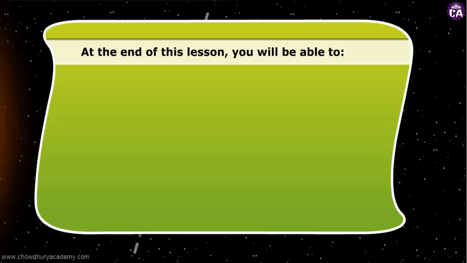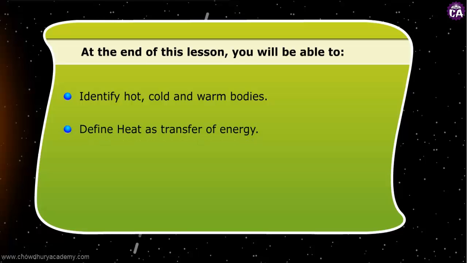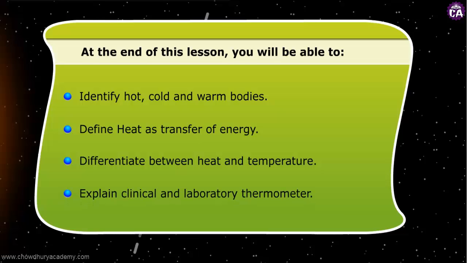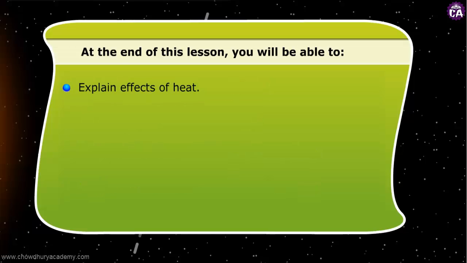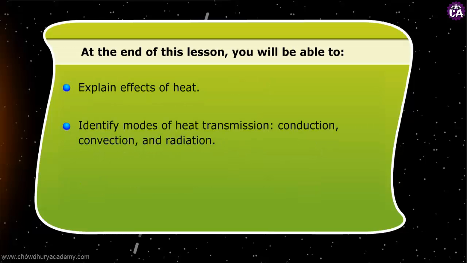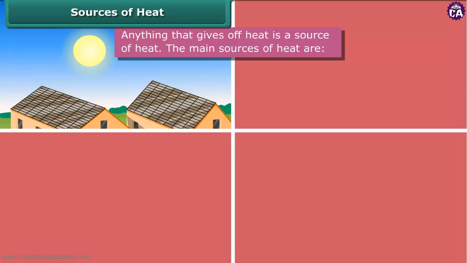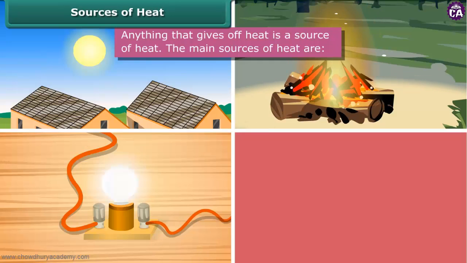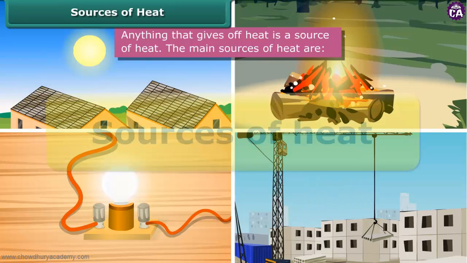At the end of this lesson, you'll be able to identify hot, cold, and warm bodies, define heat as transfer of energy, differentiate between heat and temperature, explain clinical and laboratory thermometer, explain effects of heat, identify modes of heat transmission, conduction, convection, and radiation, explain good and bad conductors of heat. The sun, burning fuels, electricity, and mechanical work are sources of heat.